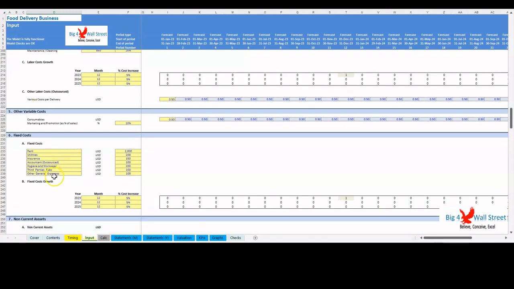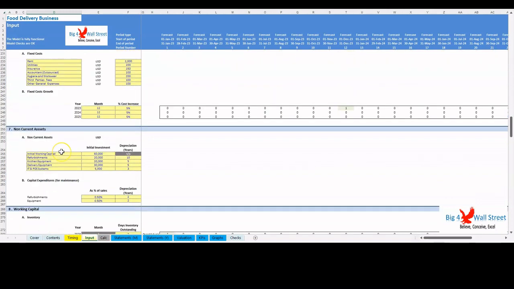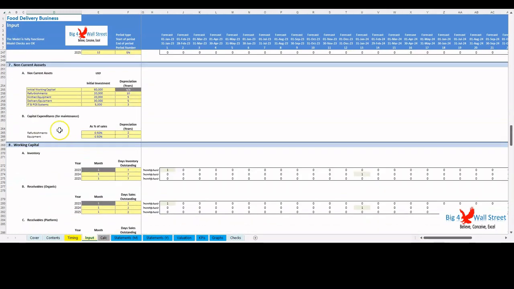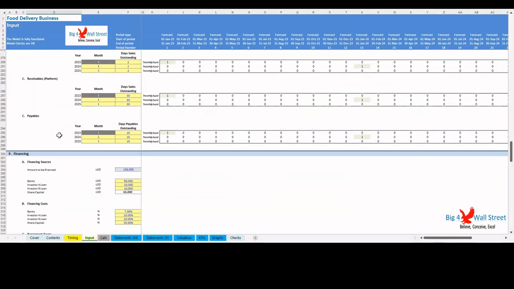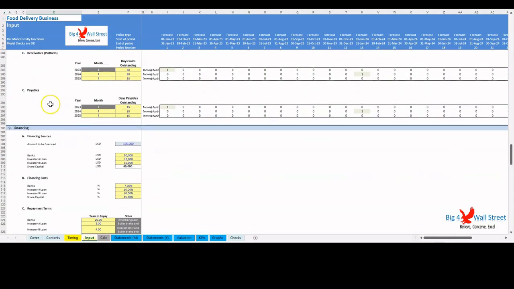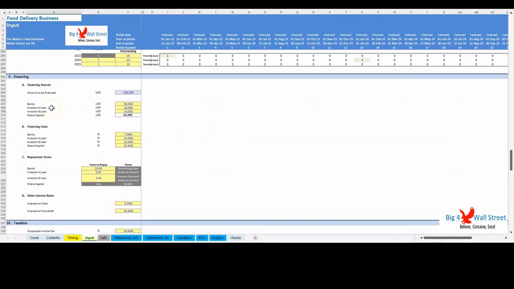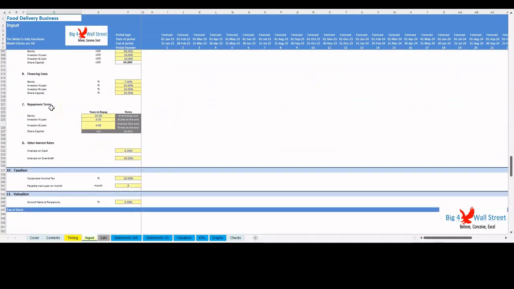Going forward you can adjust non-current assets, CapEx, as well as their depreciation schedule. The working capital assumptions, inventory, receivables and payables can also be adjusted accordingly, and finally the financing assumptions of the business, whether these are debt or equity financed, can also be amended.